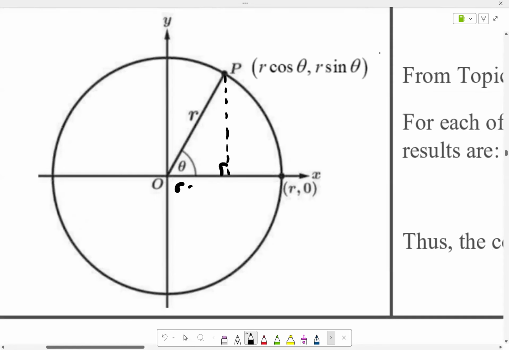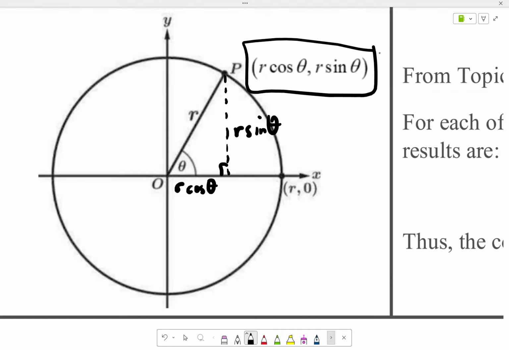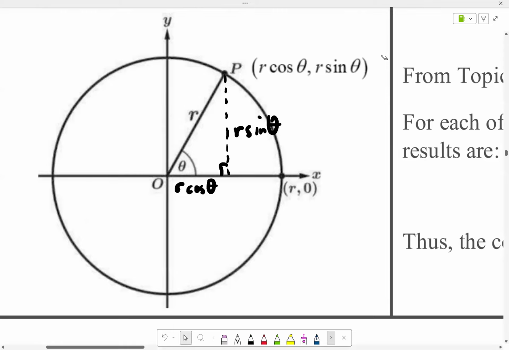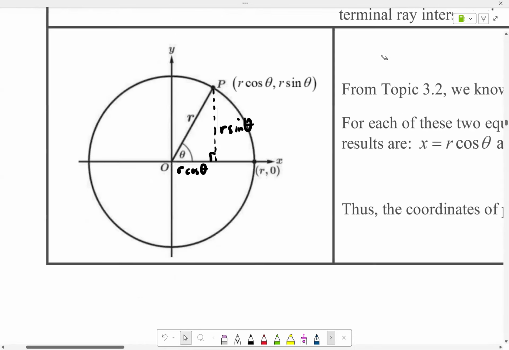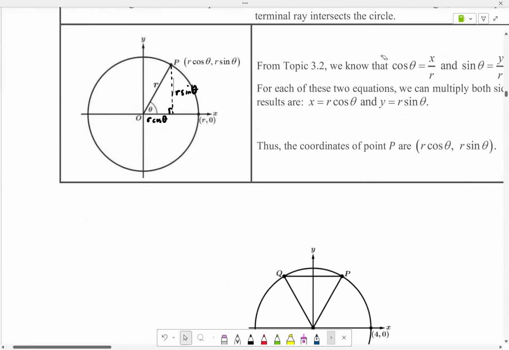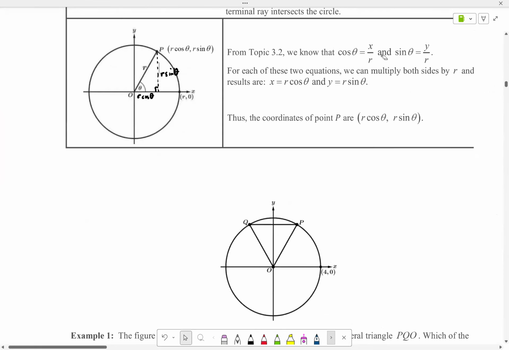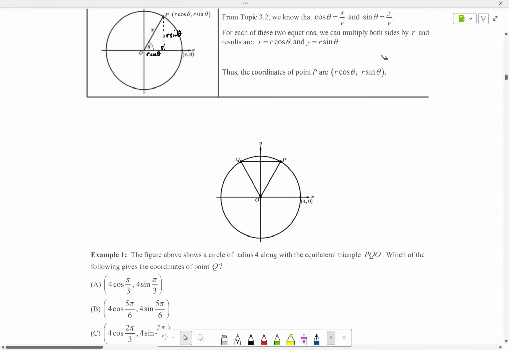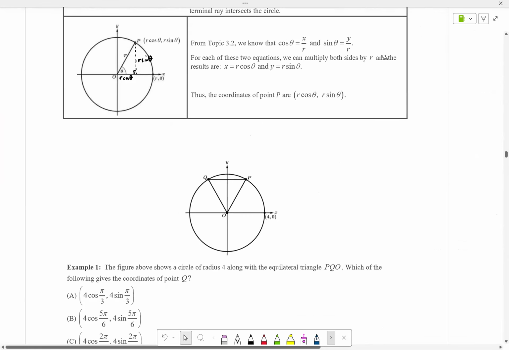So does it make sense that considering what we just did, this x value is r cosine theta? Are we good with that? And then the y value is r sine theta, and that's where these coordinates come from. So anytime you're not on the unit circle, just put an r before that cosine and sine theta. Okay. Let's try some problems. We're going to jump into the deep end with example 1. I want you to read it, think about it, and then discuss.